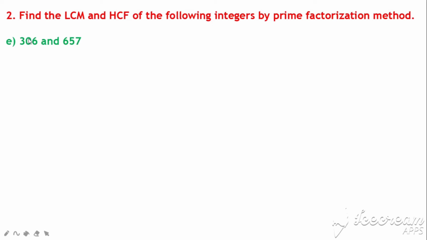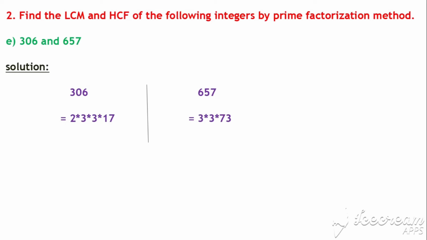Now the last question, 306 and 657. You need to find LCM and HCF of these values using the prime factorization method. Now coming to the solution, first you need to write the product of primes. So for 306 and 657. For 306 it is 2 into 3 into 3 into 17. For 657 it is 3 into 3 into 73.